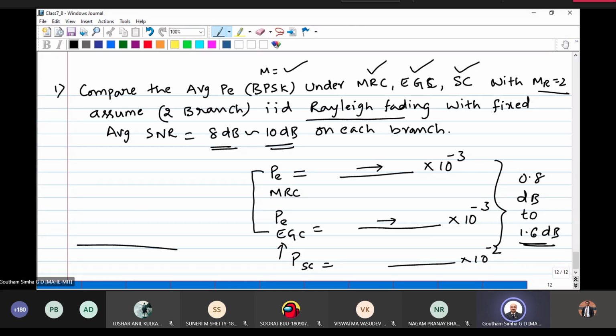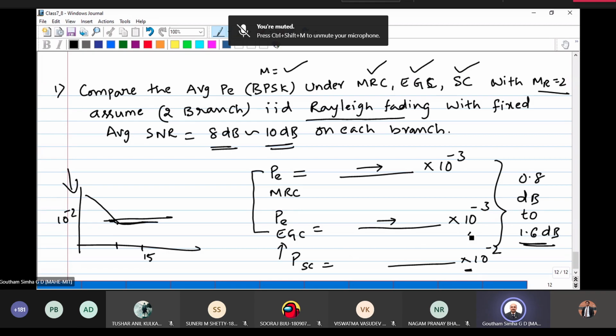Means you are already getting an error floor at 10 to the power of minus 2. At 10 to the power of minus 2 itself, bits will be lost. Somewhere, instead of a waterfall curve, you will get something like this. Even if you push in a lot of bits, you will need higher SNR, say 15 dB instead of 10 dB, to get 10 to the power of minus 3.